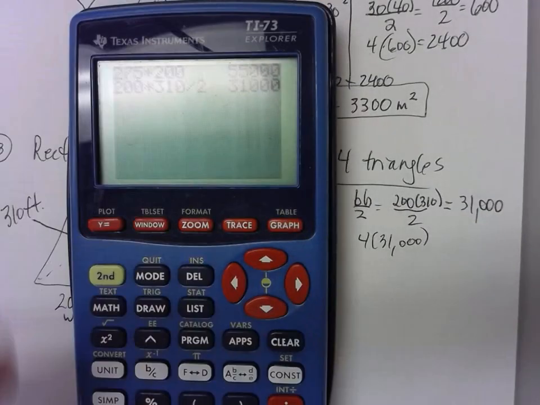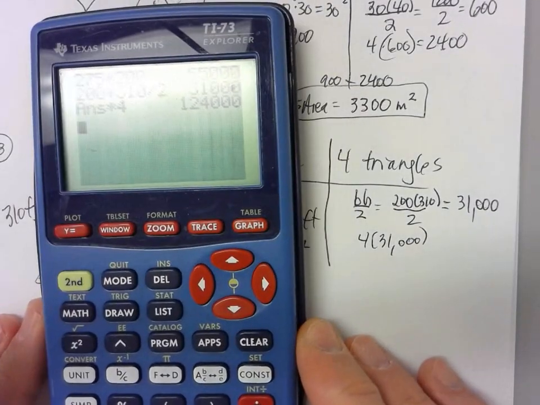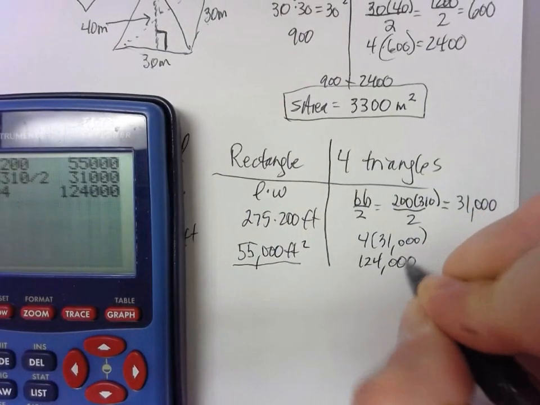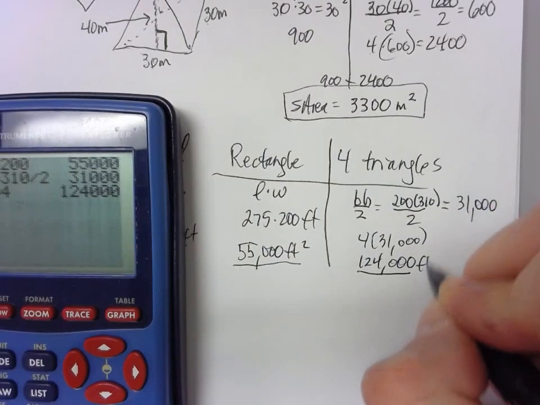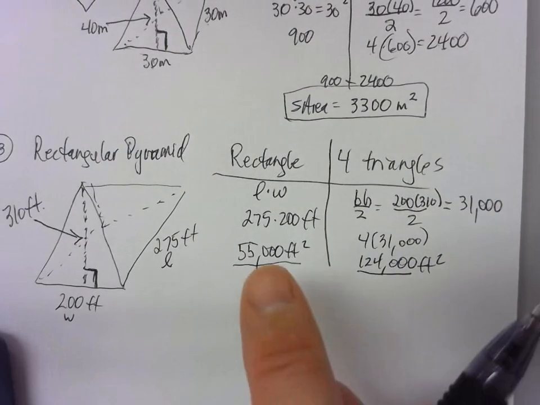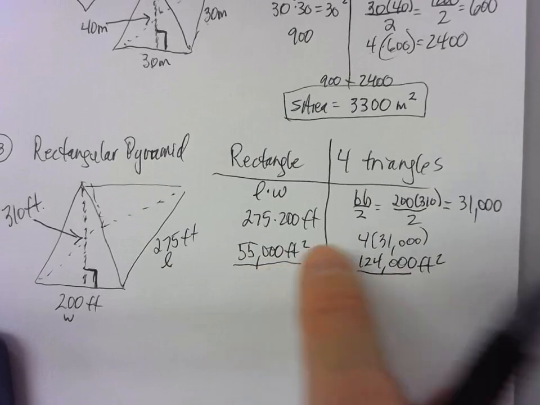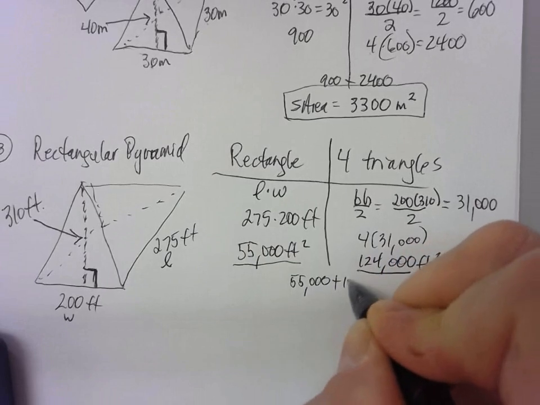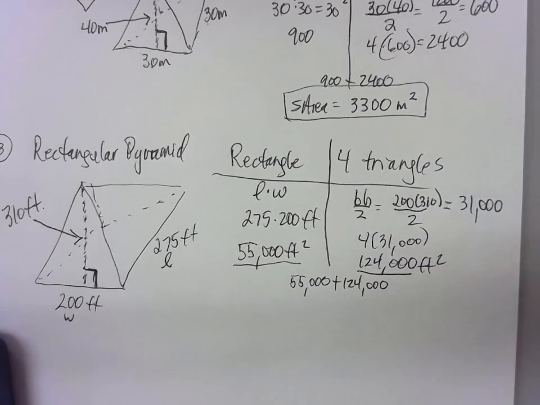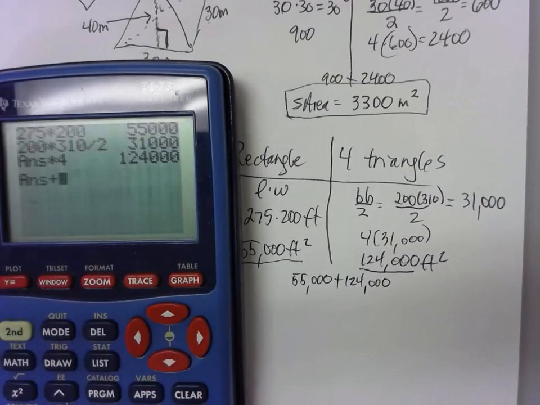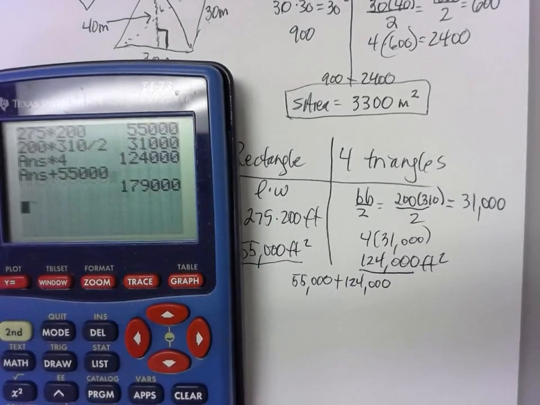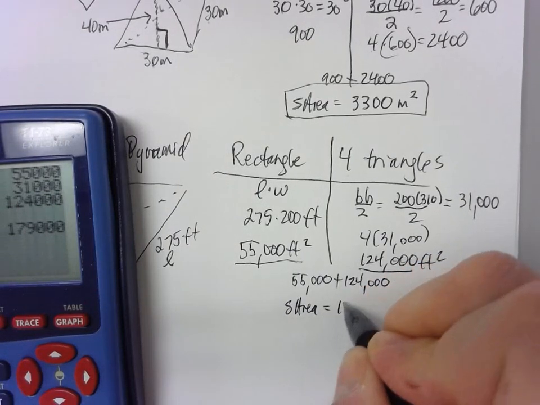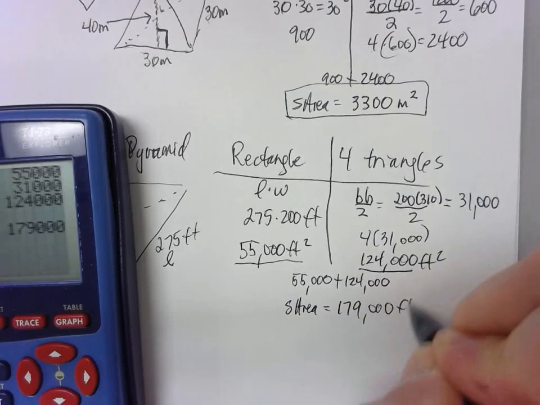Of course, I think it's 124,000, but we'll just do it right there. 124,000 is right. Okay. So 124,000 for the triangles. That's also feet squared. So now, of course, I'm just going to add these two together. Add the rectangle and the 4 triangles. So 55,000 plus the 124,000 gives you a grand total of, what you got? 179,000? Okay. So the surface area for that is 179,000 feet squared.